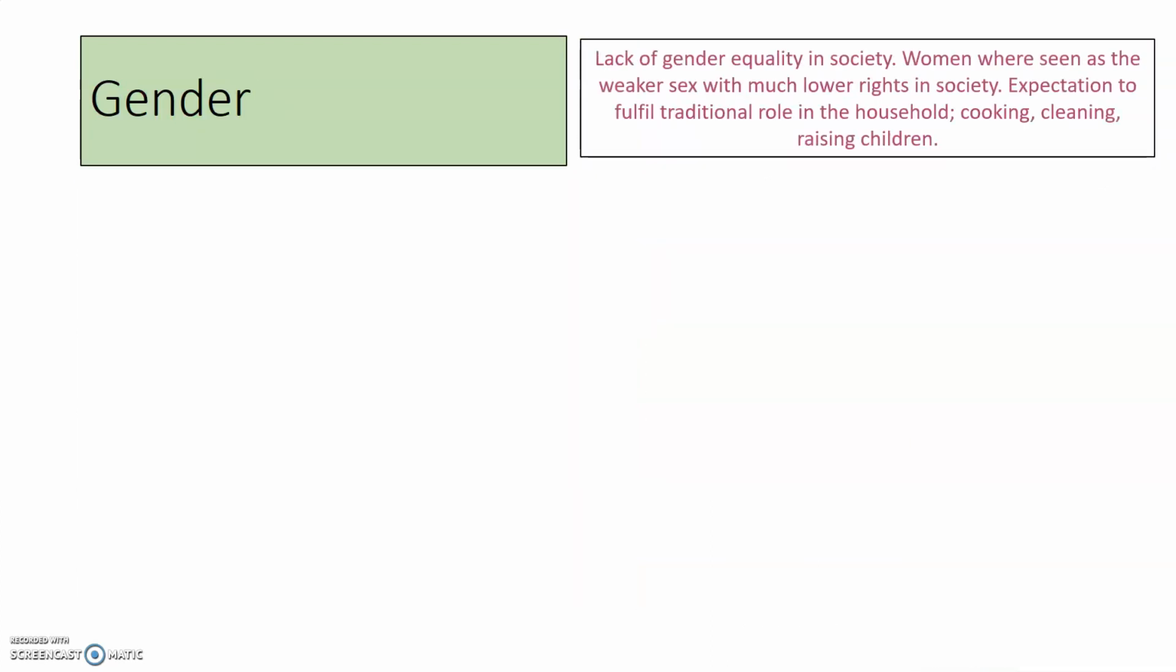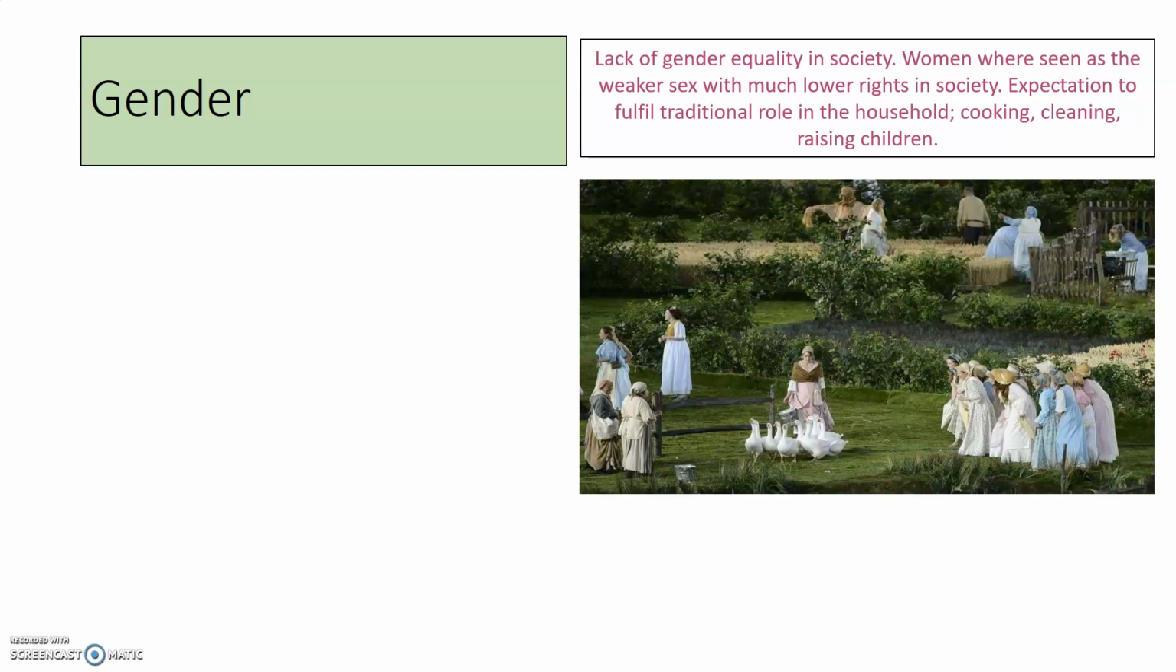All right, so let's move on to gender. Within this era, there was a big gender inequality, or lack of gender equality, should I say. The weaker class, or the weaker sex, was referred to as women. So often they would stay at home. The expectation was that they would fulfill household roles, things like cooking, cleaning, raising children, and so on.